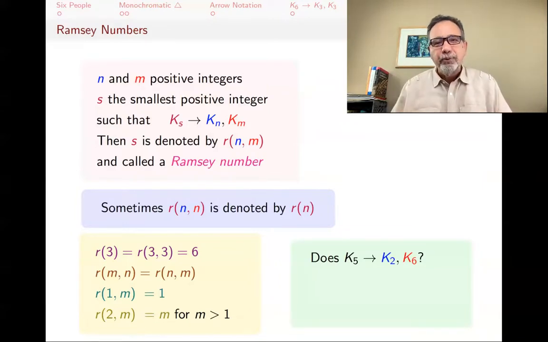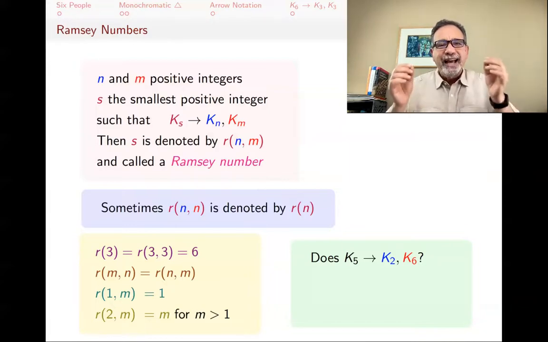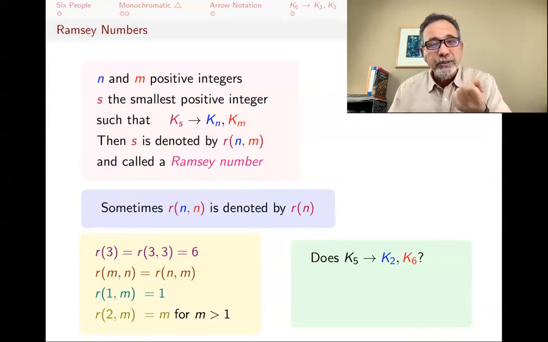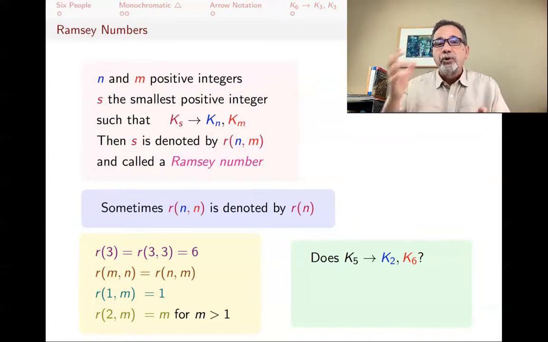So now there's a little point here that I want to make that might be confusing. In the first reading, you might want to ignore what I'm about to say, but it is sort of important. Does K5 arrow to K2 comma K6? That means that if I color the edges of a K5 arbitrarily with two colors, blue and red, will I always be guaranteed a blue K2 or a red K6? And the answer is no. It's easy to see why, because if you take a K5 and color all the edges with red, then you won't have a blue K2 and you will not have a red K6. You'll have a red K5, but you won't have a red K6.